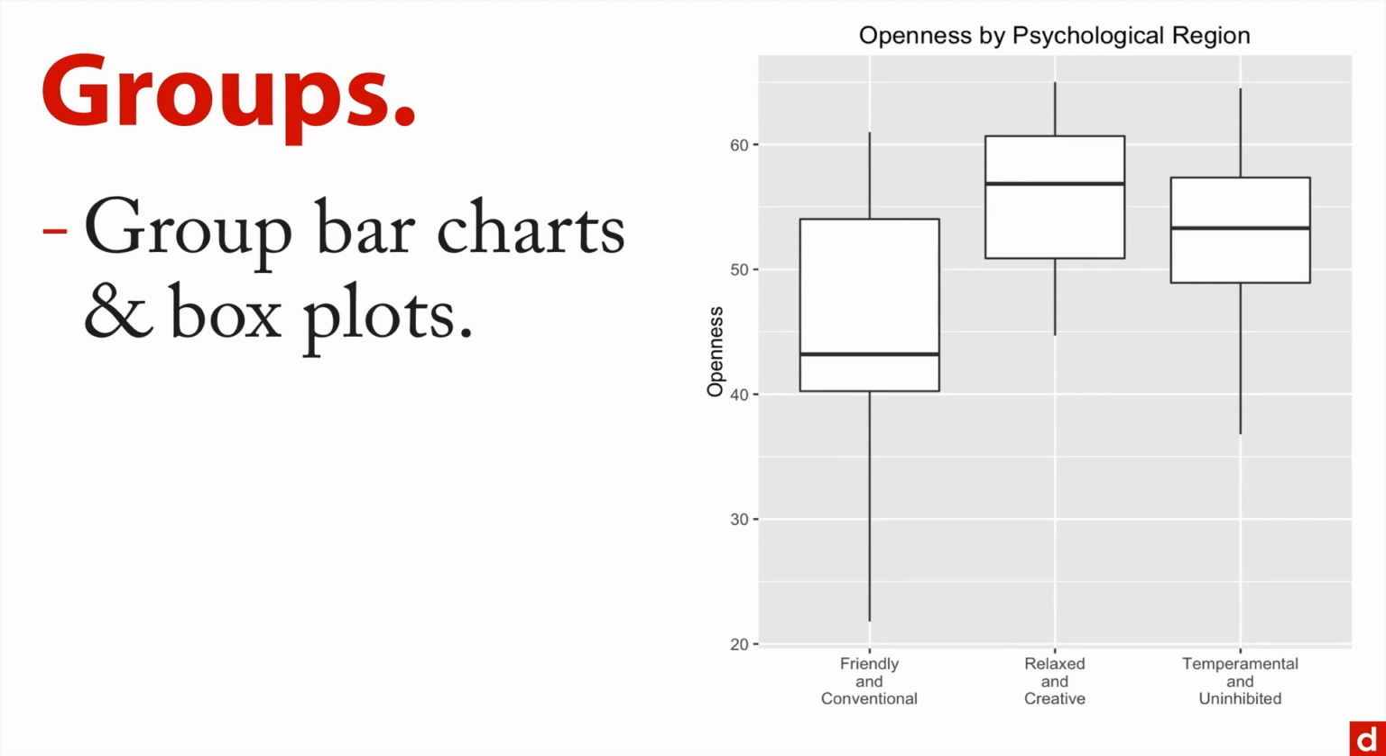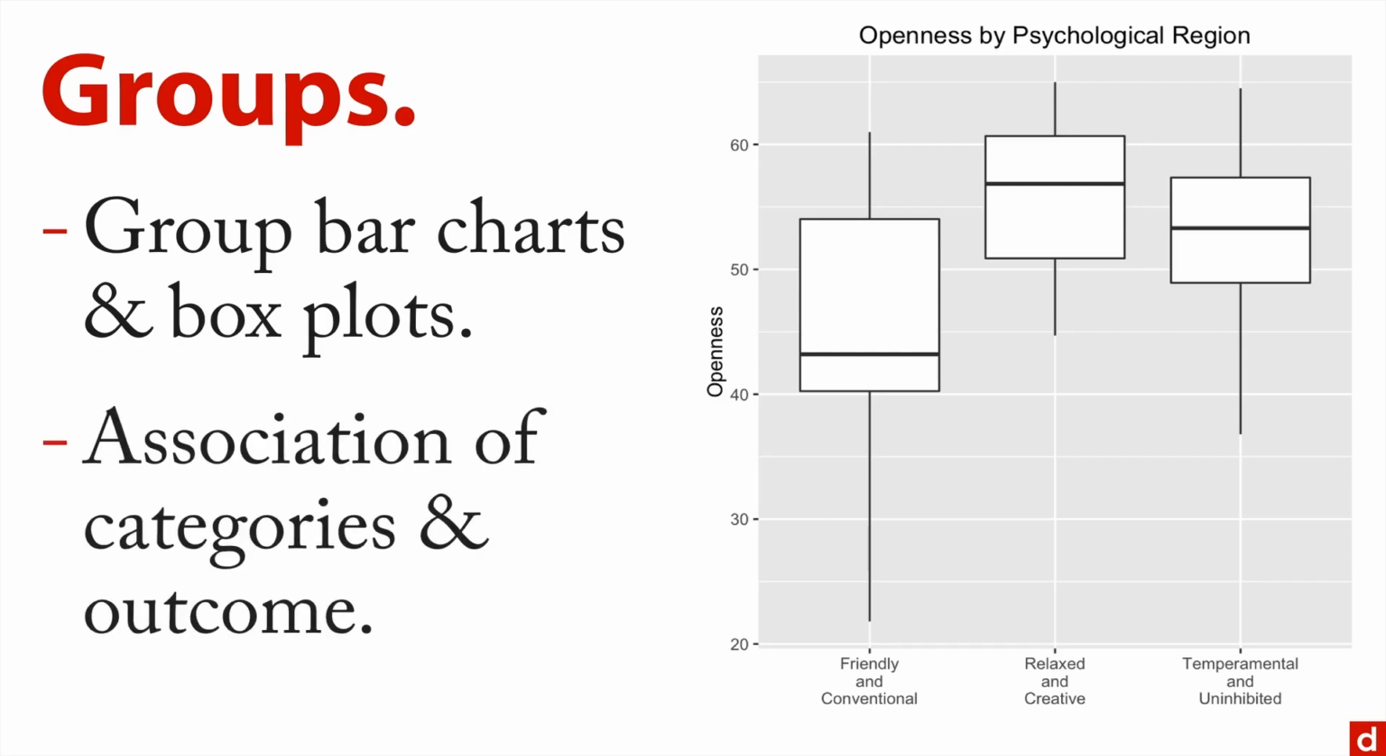I have my three psychological regions of the United States, and I'm showing how they rank on openness. That's a psychological characteristic. And what you can see is that the relaxed and creative are highest and the friendly and conventional tend to go to the lowest. And that's kind of how that works. It's also a good way of seeing the association between a categorical variable, like psychological region of the United States, and a quantitative outcome, which is what we have here with openness.